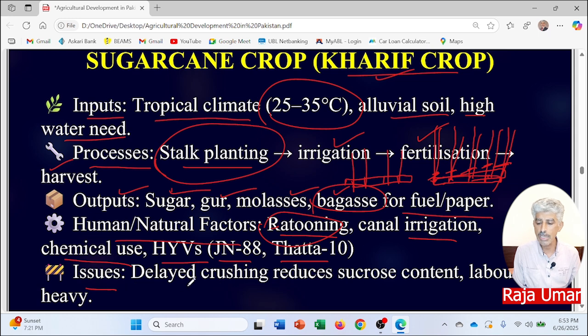What issues is this crop facing? Delayed crushing reduces the sucrose content. Industries exploit the farmer and do not purchase the sugarcane from the growers on time, and in this delay the sugar content of the sugarcane dries up and less juice is extracted when it is brought to the industry at a very low price, producing less sugar. That is a big issue. It is also a labor intensive crop; it requires a lot of labor and is difficult to grow.